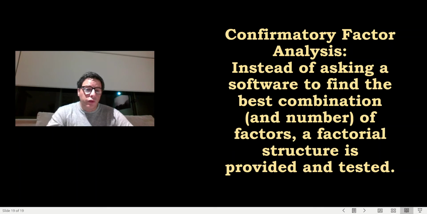So that's the difference with exploratory factor analysis. We don't know the factorial structure, and we let the program give us the factorial structure. In confirmatory factor analysis, we do know the structure, and we give that to the program, and we ask the program to tell us whether that structure is a good account of the data or not.